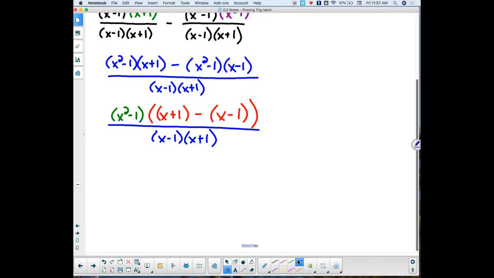Red. Can I do anything with red? You sure? Can you distribute the negative sign? Okay. So a little side action here. X plus 1 minus x, and then plus 1 again, right? So that really is just 2.